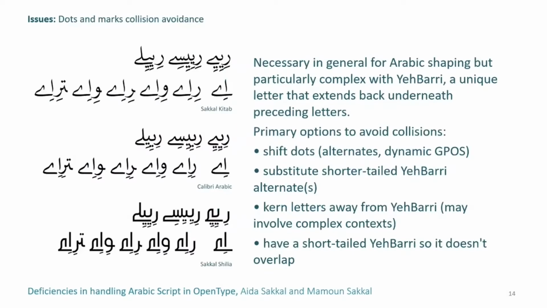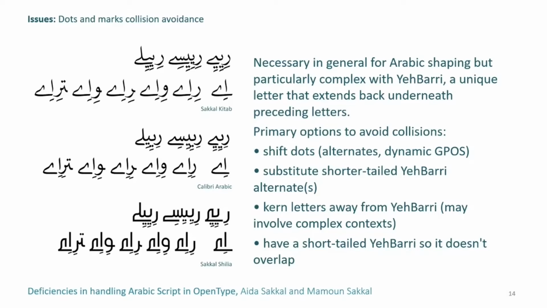Dots and mark collision avoidance is something that's necessary across various aspects of Arabic shaping in general, but this is a particularly complex issue when it comes to the letter Yeh Barri. This unique letter extends back underneath the preceding letters, causing all kinds of potential collision scenarios with dots, marks, and the preceding letters themselves. The longer the tail, the more conditions need to be accounted for, which involves two key steps: finding cases for potential crashes and putting in the OpenType necessary to avoid them, as well as developing tests to make sure that everything is working correctly.